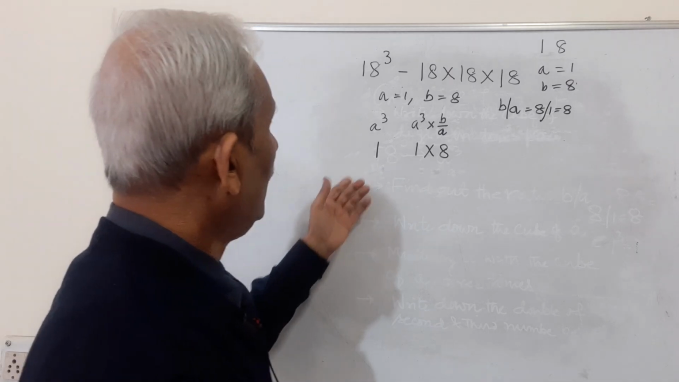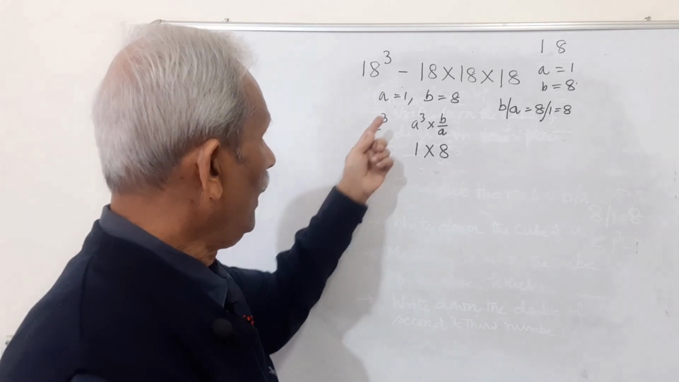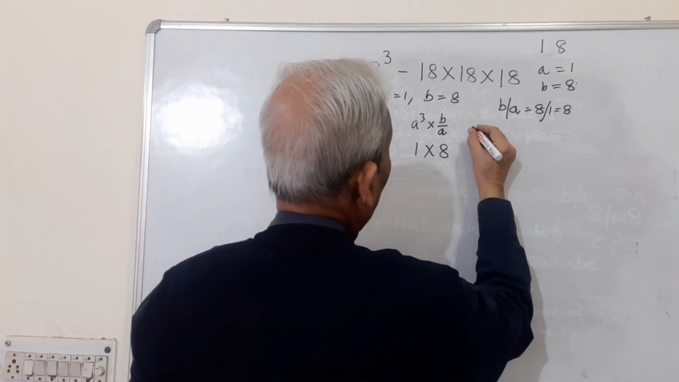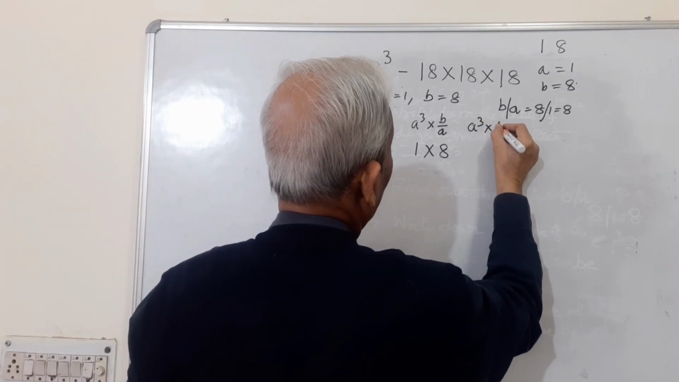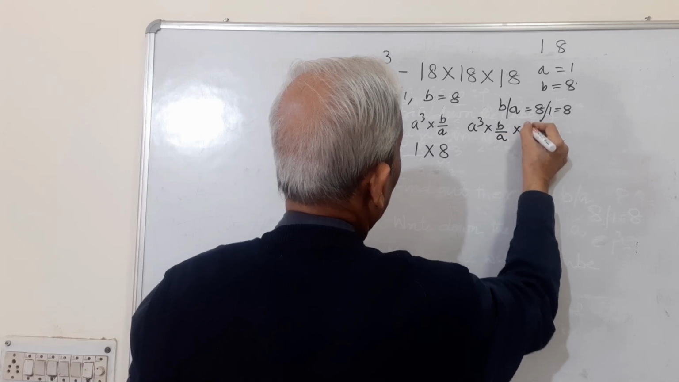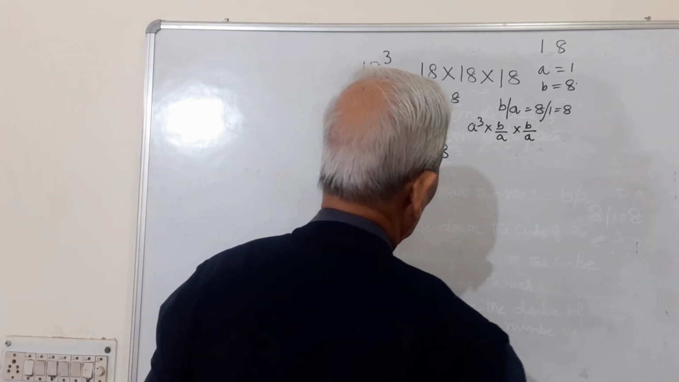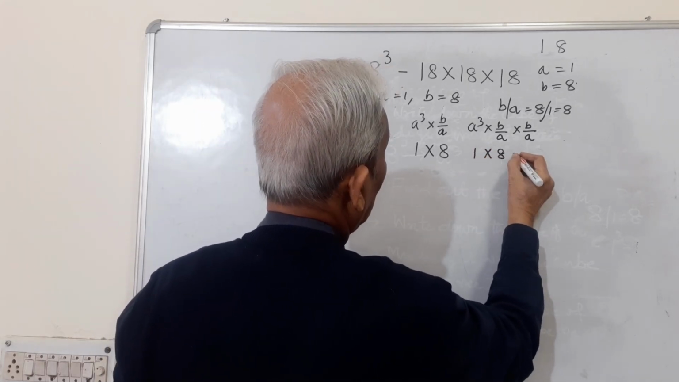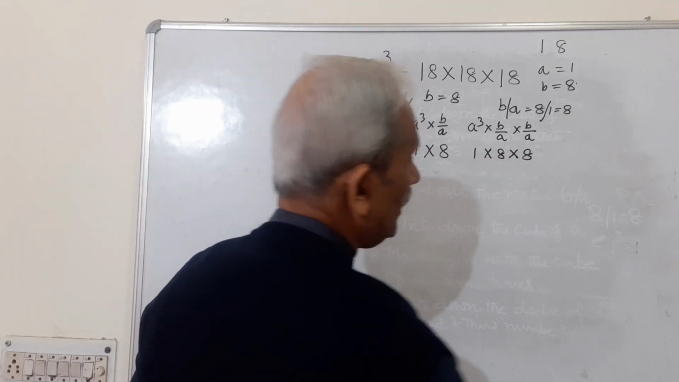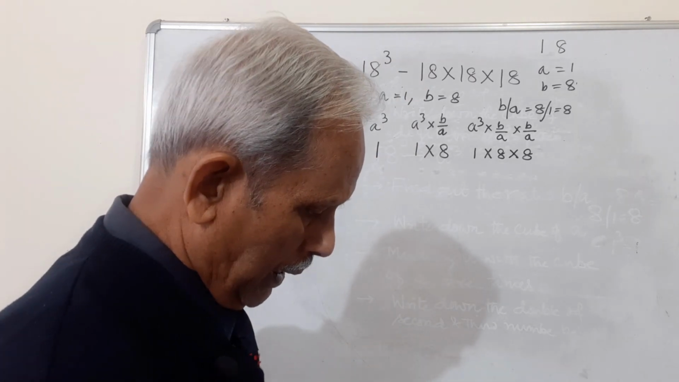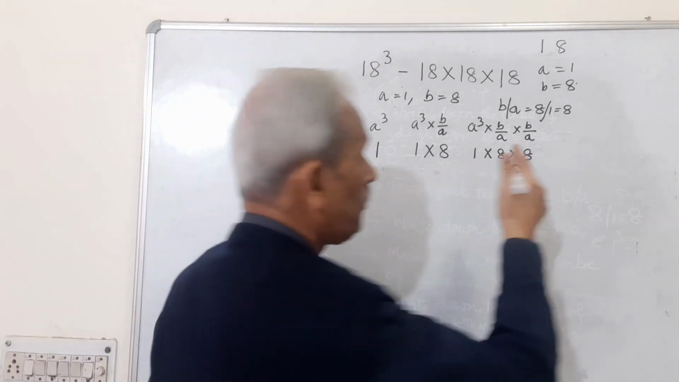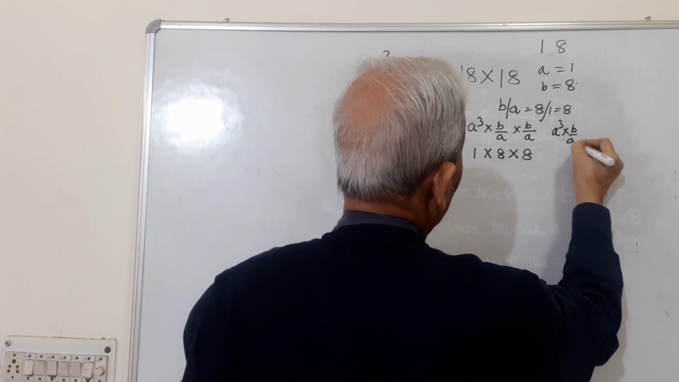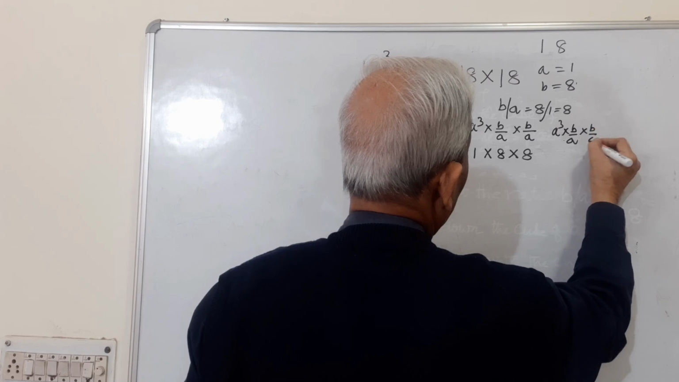So what you have done? First you have written a cube, which is 1. Then a cube into b by a, 1 into 8, and then a cube into b by a into b by a. Multiply it 2 times, and that will become 1 into 8 into 8. And now the third step is a cube into b by a into b by a into b by a.